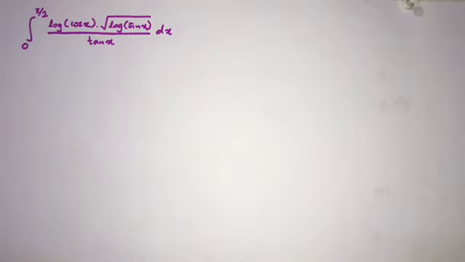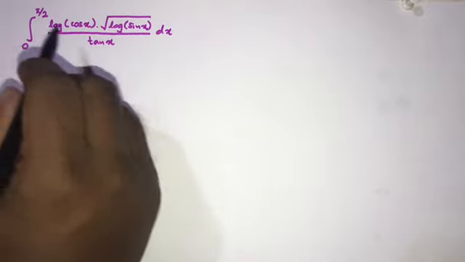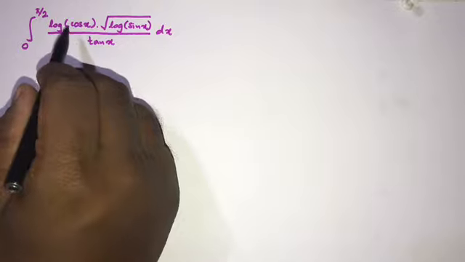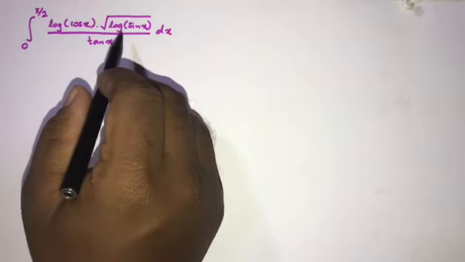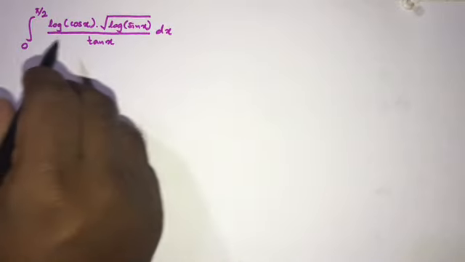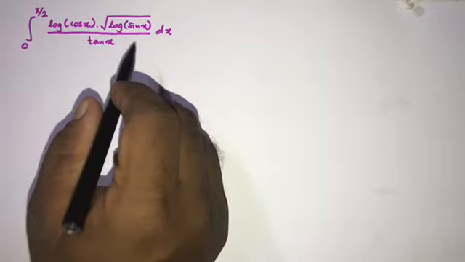Today we are going to solve another interesting integral. Integral from 0 to pi over 2 of natural log of cosine of x times square root of natural log of sine of x over tan of x dx.